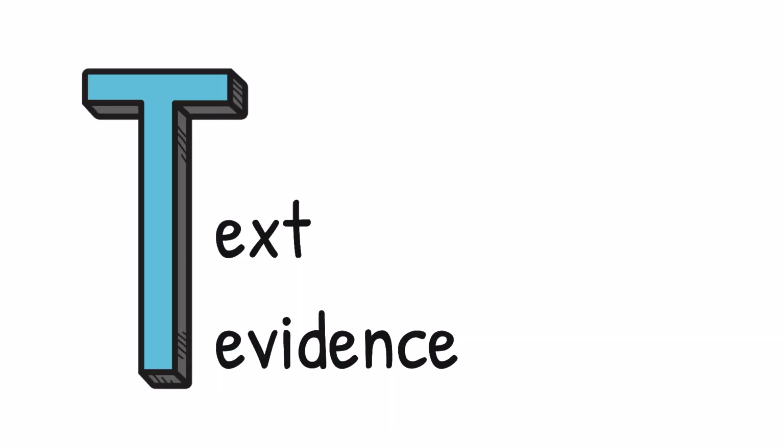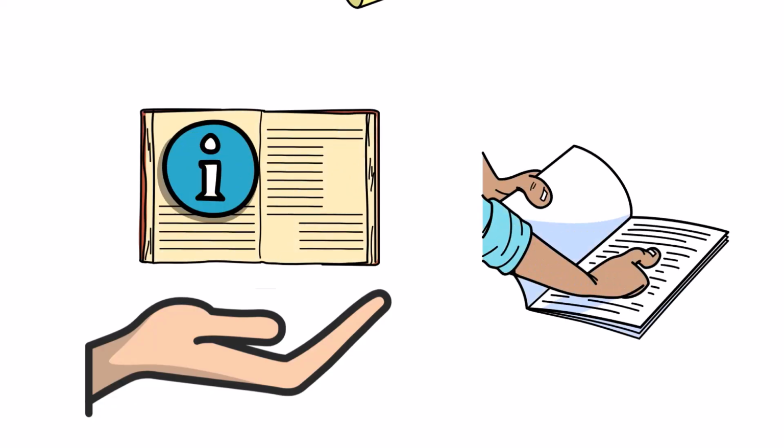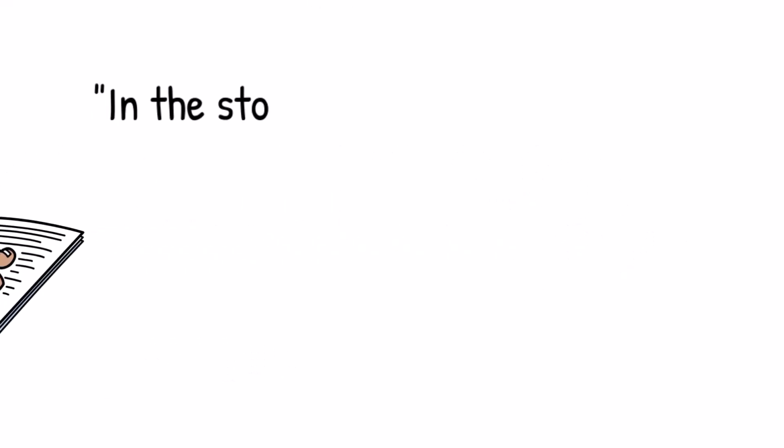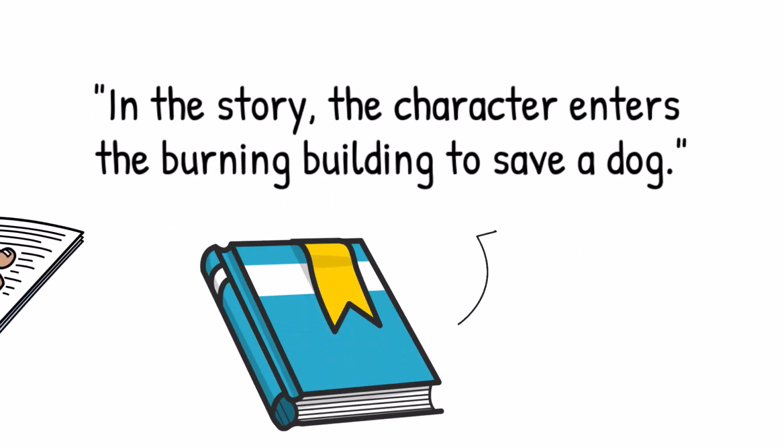Next is text evidence. Students need to support their ideas with a quote, fact, or detail from the text. This step teaches them to anchor their thinking in what they've read. Example: in the story, the character enters the burning building to save a dog. This detail supports the idea of bravery with concrete evidence.